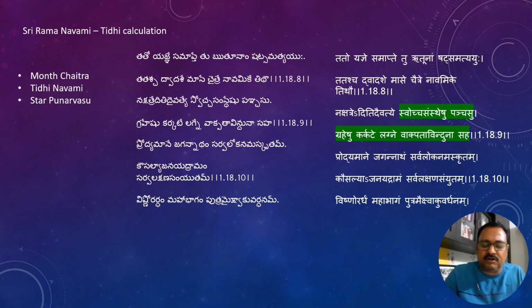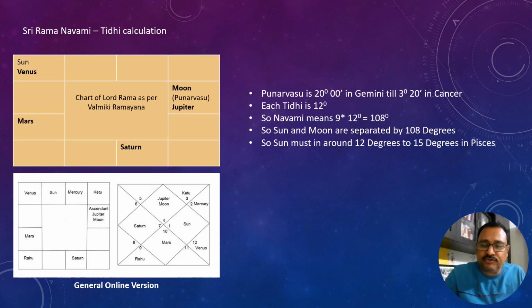Now let us try to draw it. Now I am going to explain to you how Tithi calculations can be used to find out whether the online astrology charts that you are seeing are correct or not. Now, Punarvasu, if you look at the nakshatra table you would have seen, Punarvasu is spread across two rasis. The first rasi that is present starts with Gemini.